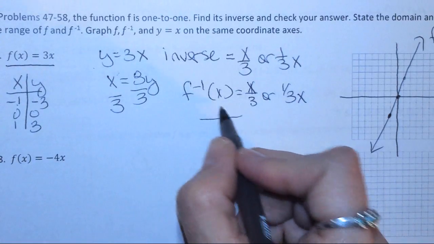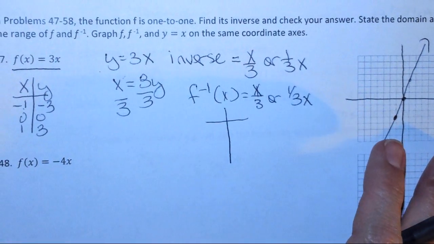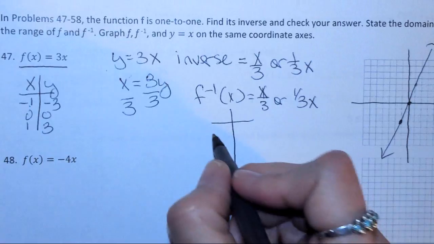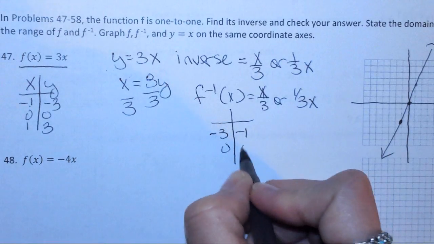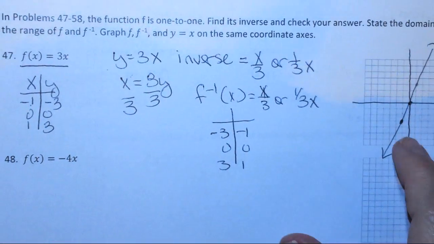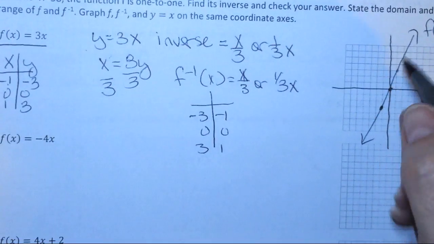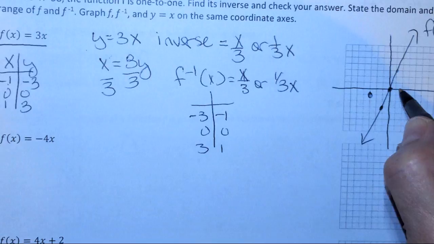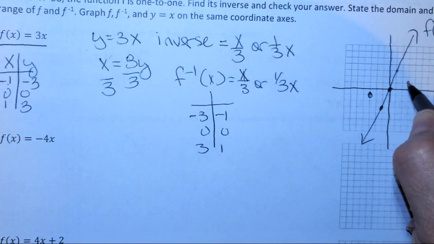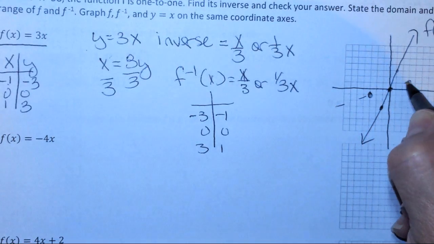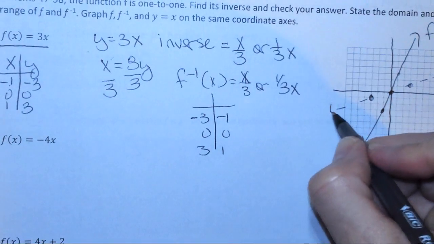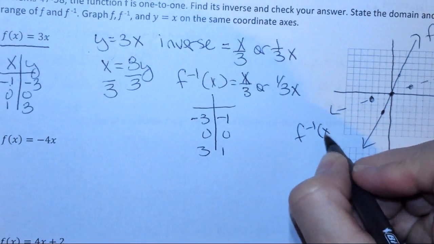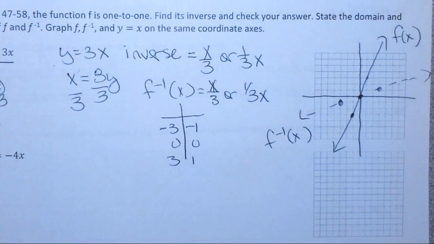And then I'm going to graph it. Instead of trying to plug in, I'm just going to take my original points and flip them. So now I'm going to graph -3, -1, 0, 0, and 3, 1. When I graph this one, I'm going to make it a dashed line or use a different color, so that I know the difference between the original and the inverse.